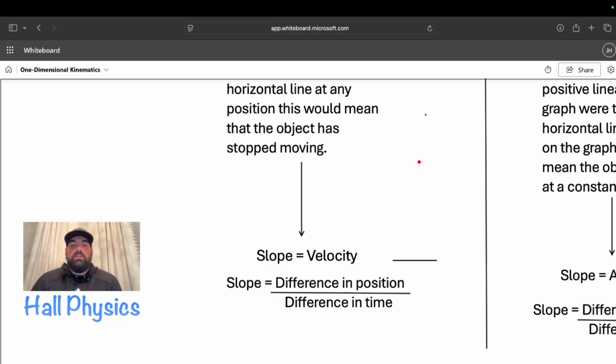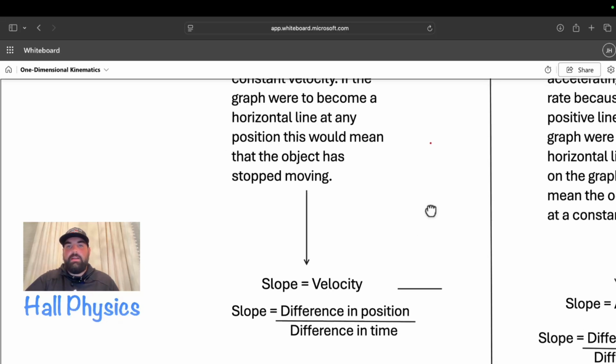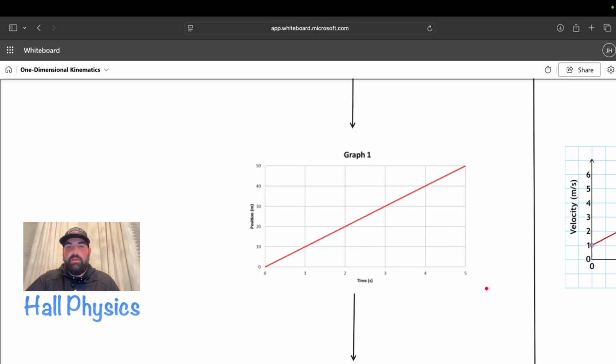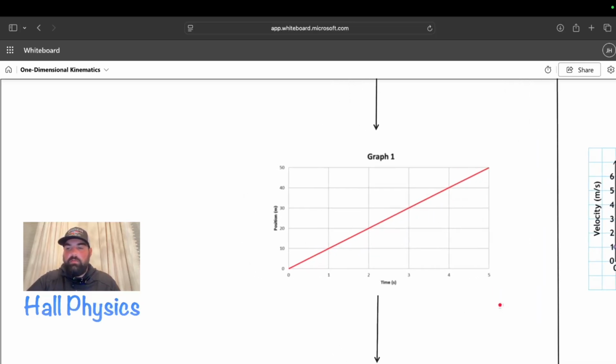All right, so if the slope equals the velocity of the object, then I can say slope equals the difference in position, displacement, over the difference in time, okay? The time it takes. All right, so let's look here. Let's look back at our graph and see if we can't figure out how fast this object is moving. Okay, so let me do this. All right, so if I look at my graph here, the slope's the same throughout because it's a straight line, okay, linear line.